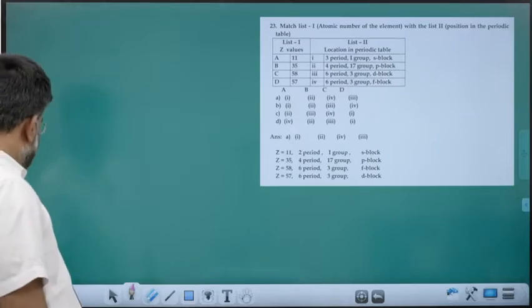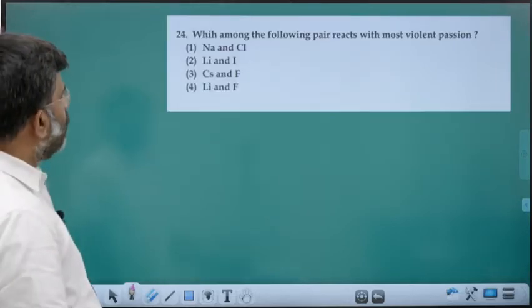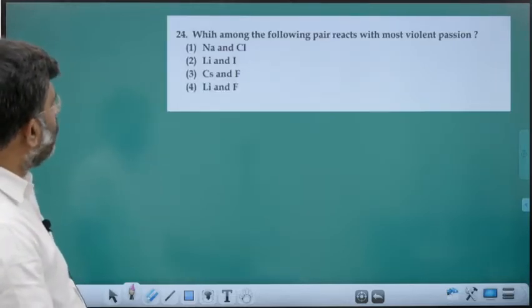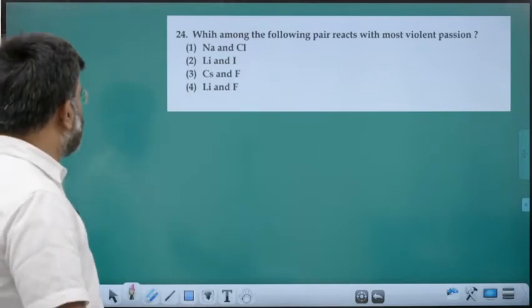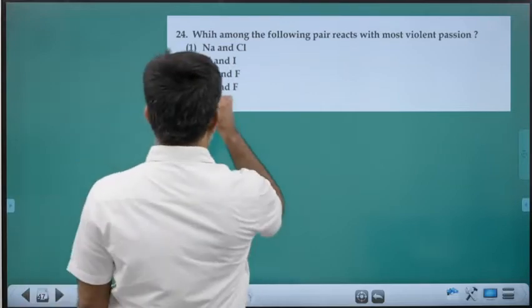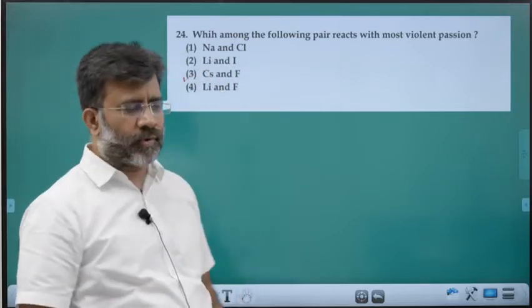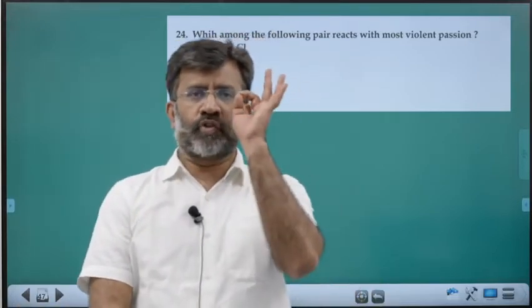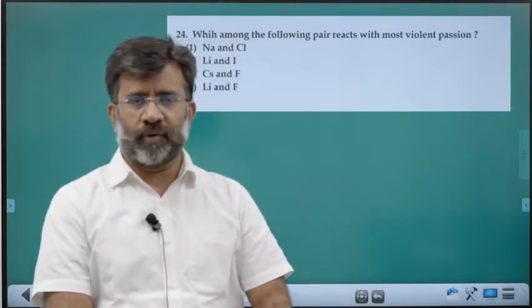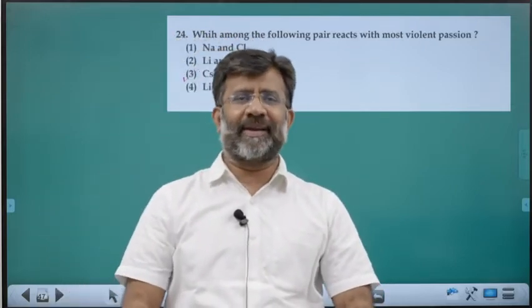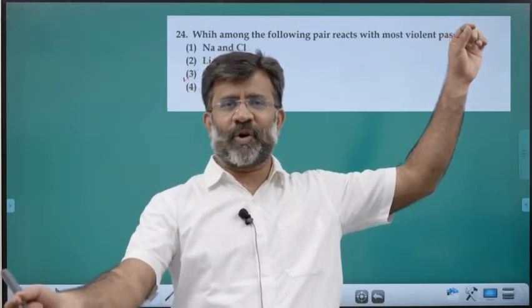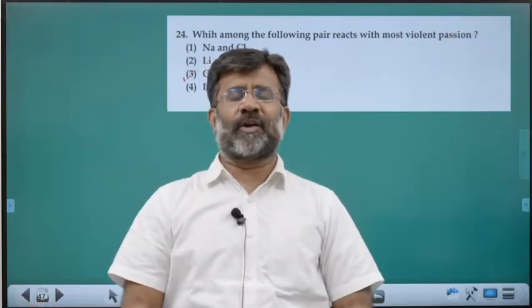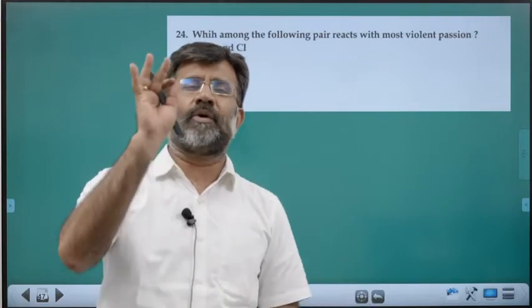Question 24. Which pair react with the most violent passion? Option 3, cesium and fluorine. Cesium, the most electropositive element. Fluorine, the most electronegative element. They are lying diagonally opposite. Cesium is most electropositive, fluorine is most electronegative. They react with the most violent passion.